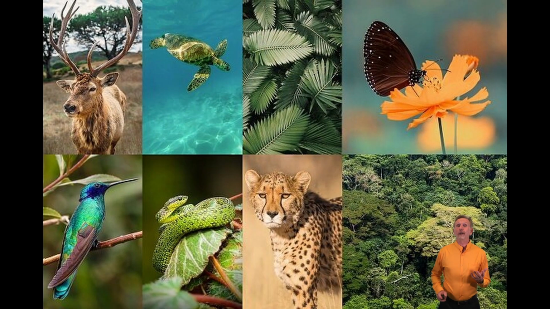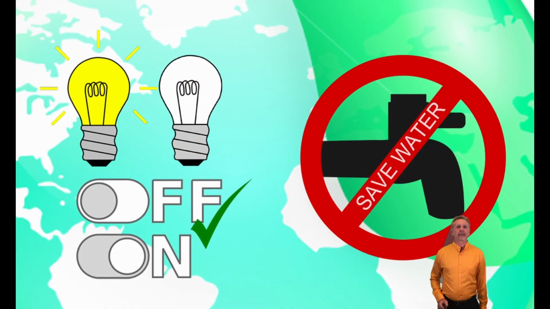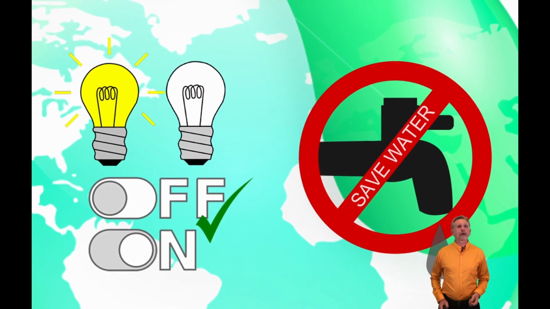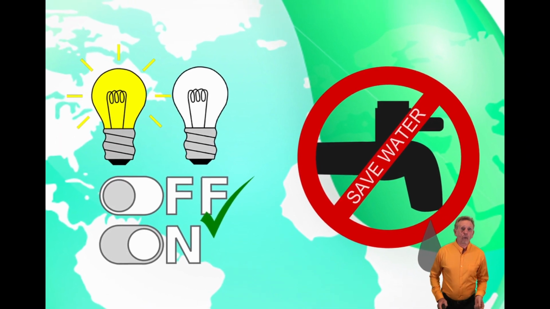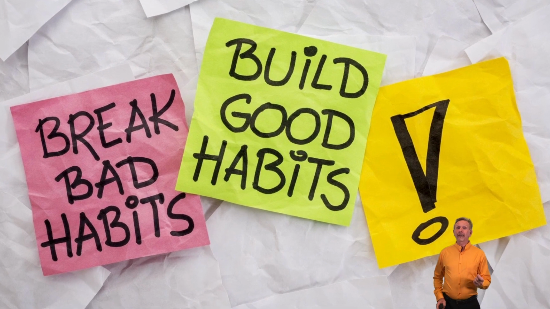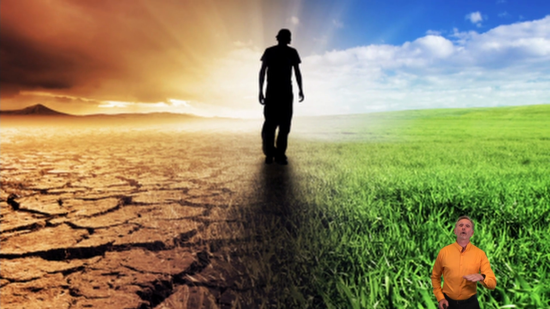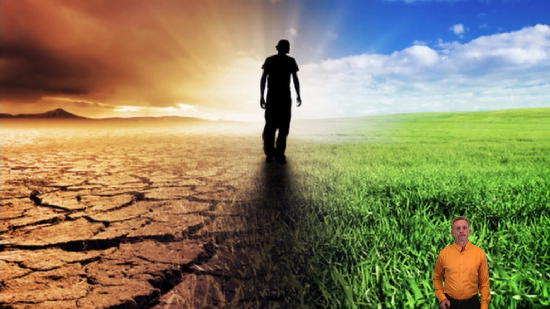So, what do we do? Well, we start by making some sacrifices. No, not these kind of sacrifices. These kind of sacrifices. Conserving energy, conserving water, but for many of us, that means breaking some bad habits and building some good ones in order to reclaim our planet.